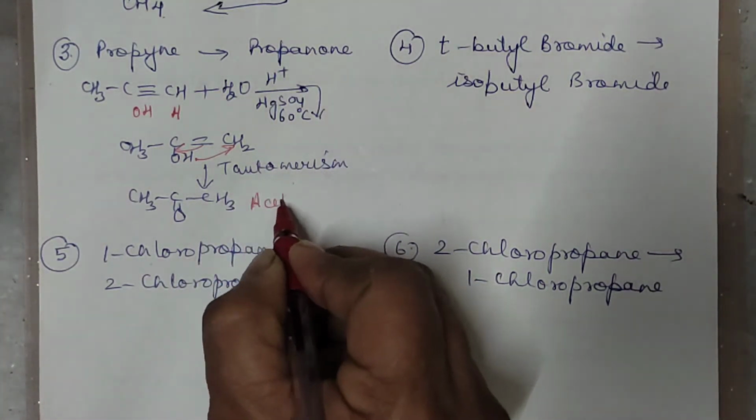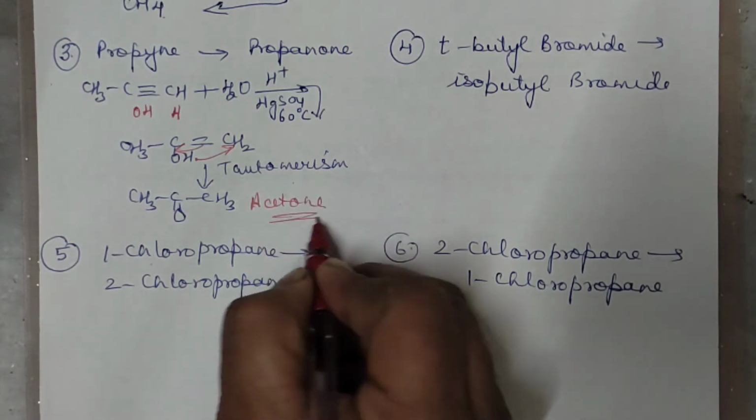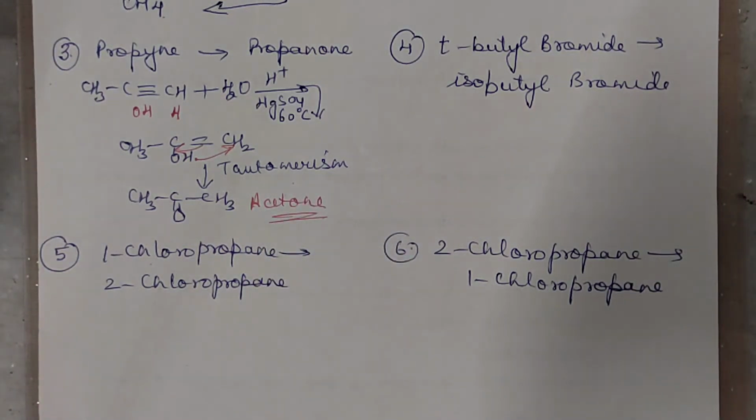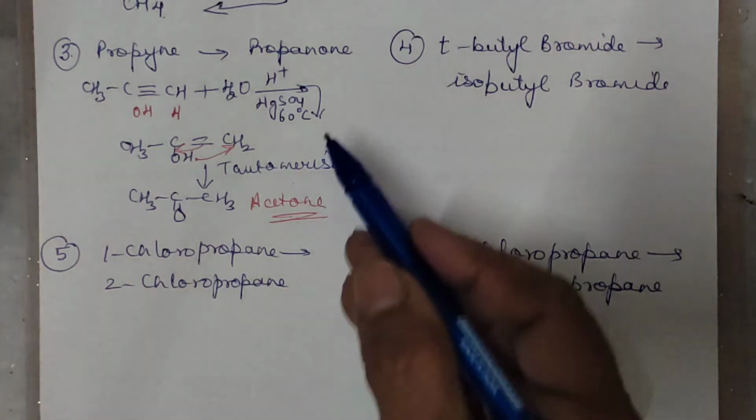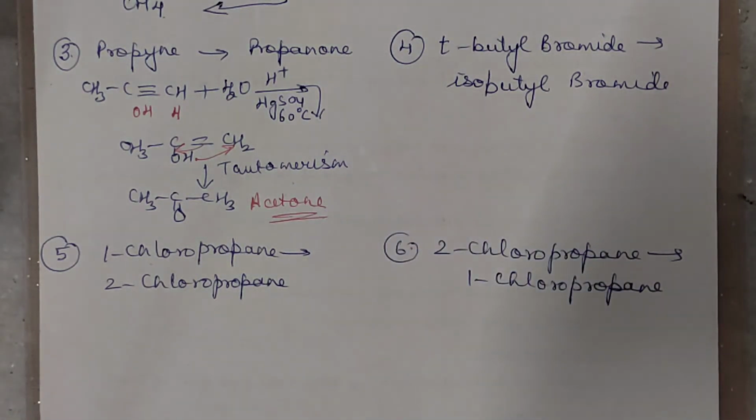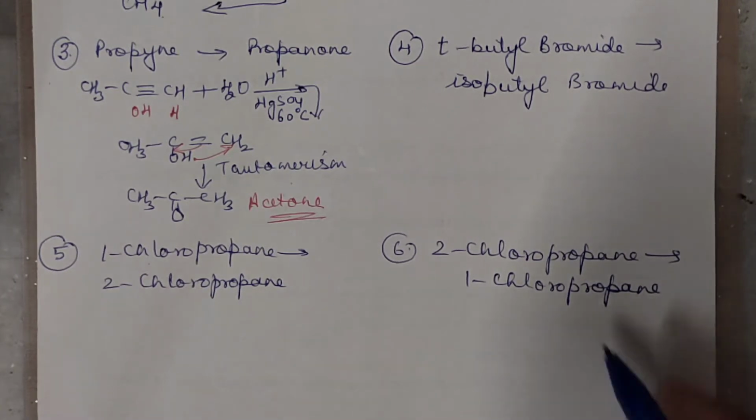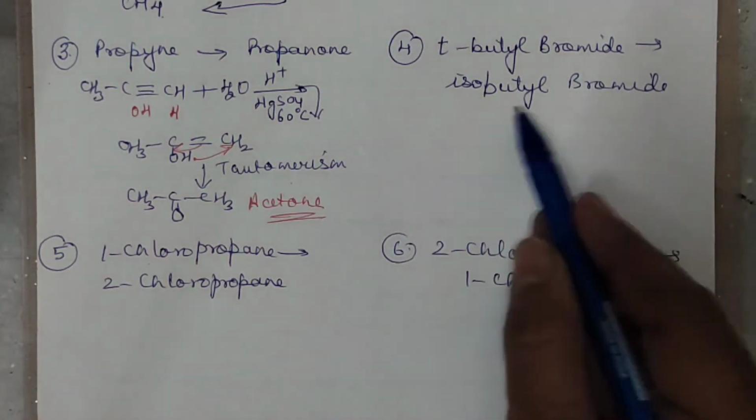At times you are asked, how will you convert propyne to acetone? So you will be writing this equation. Got it? The other name for propanone is acetone, the common name. Next, tertiary butyl bromide to isobutyl bromide.